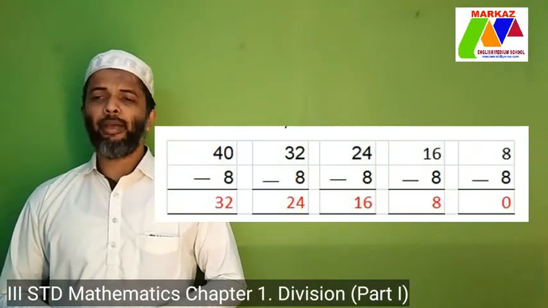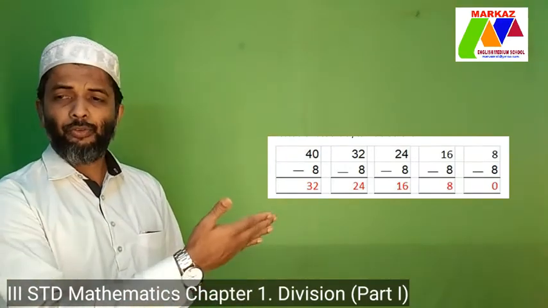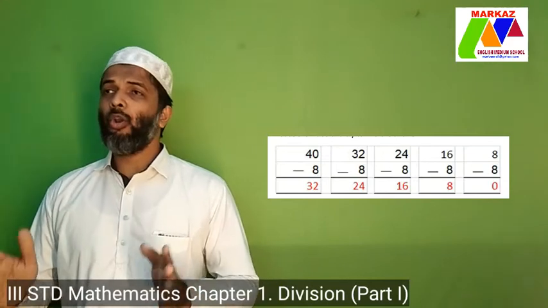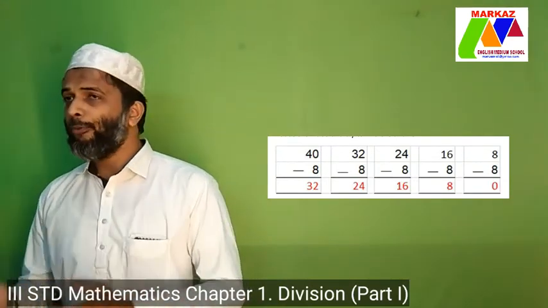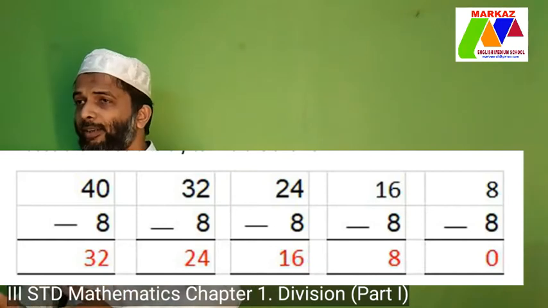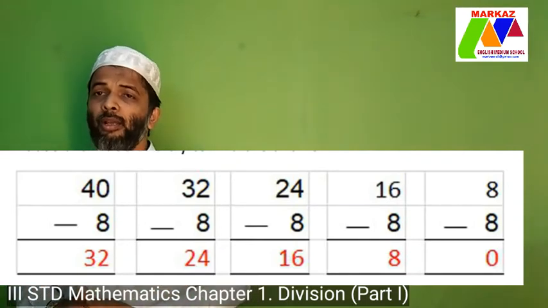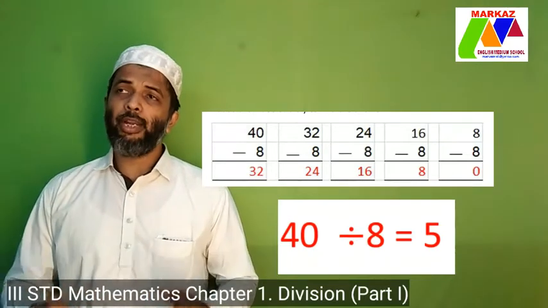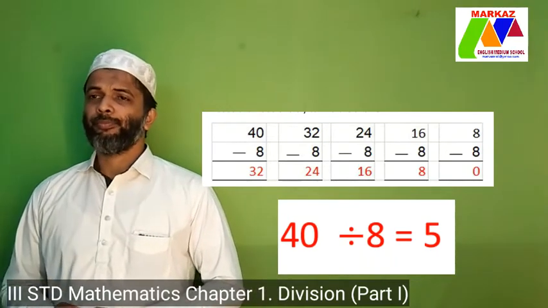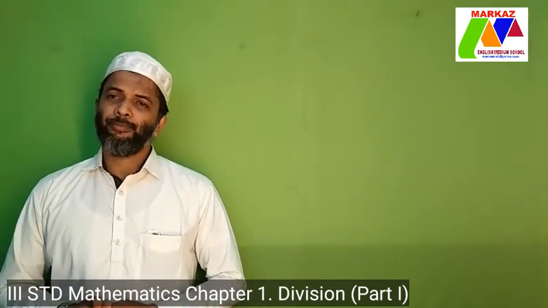Look at the screen and compare your answer. How many times did we subtract 8 here? 1, 2, 3, 4 and 5. Is it right? Here we divided 40 into 5 groups. That is, the number 40 into 8, 8, 8, 8 and 8. At the end, we will get the proper answer. So by repeated subtraction, 40 divided by 8 is equal to 5. Write down your answer. 40 divided by 8 is equal to 5. All of you understand? Okay.